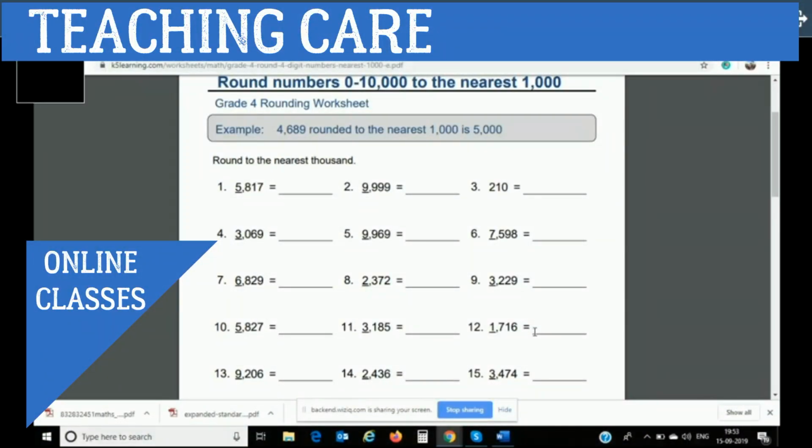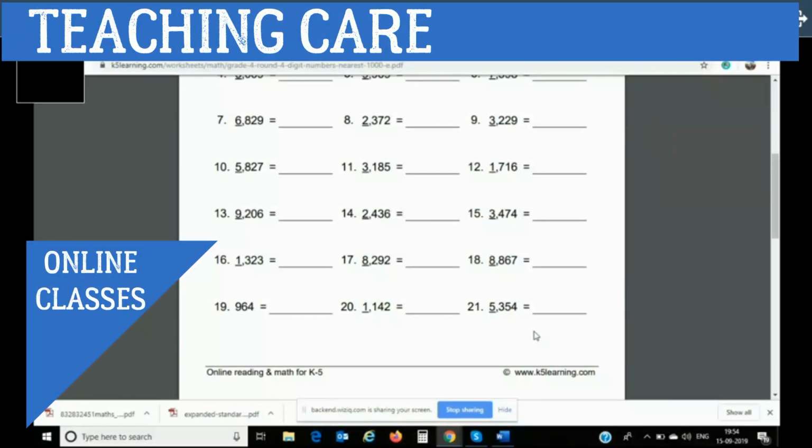The tenth one is 6,000. The eleventh one is 3,000. The twelfth one is 2,000. The thirteenth one is 9,000. The fourteenth one is 2,000. The 15th one is 3,000. The 16th one, 1 minute, I will make it out. The 16th one is 1,000.